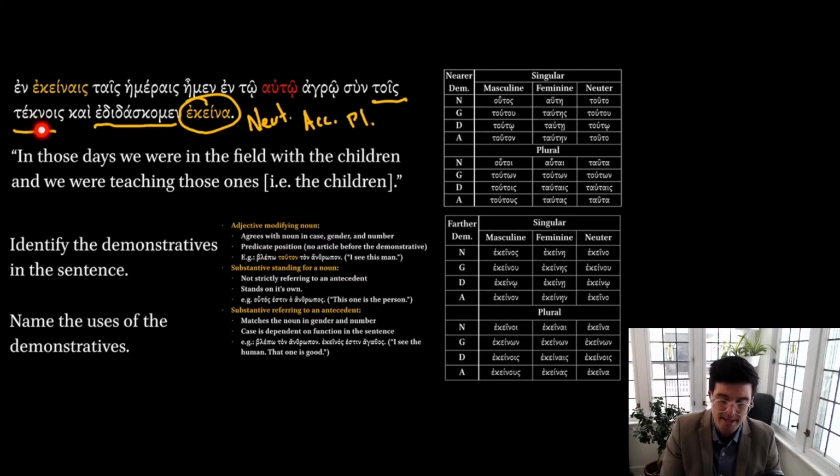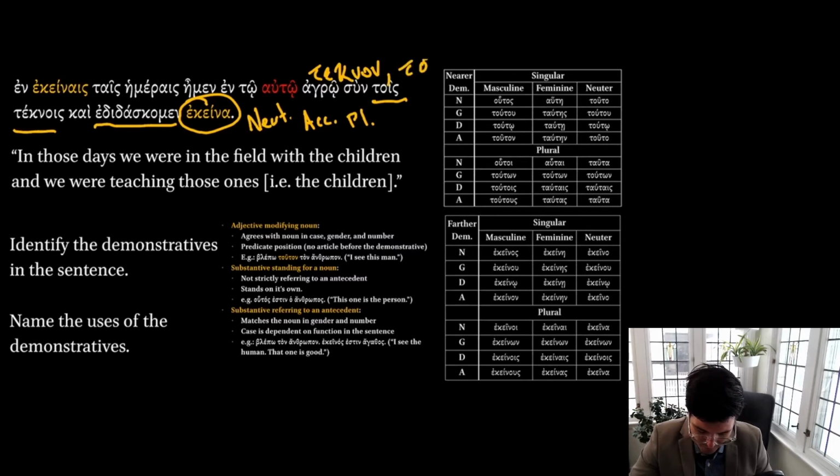Remember, teknon in the singular is a neuter noun. So in our vocabulary list, it would be written like this: teknon, ta. Remember this ta, the definite article, telling us that teknon is a neuter noun. And in this case, dative, neuter, plural. So neuter plural, our demonstrative matches back with the neuter plural here, though they're in different cases, because after sun we have tois in the dative, because the preposition sun takes a dative, whereas over here we have it in the accusative case because it is functioning as the object of the verb here.